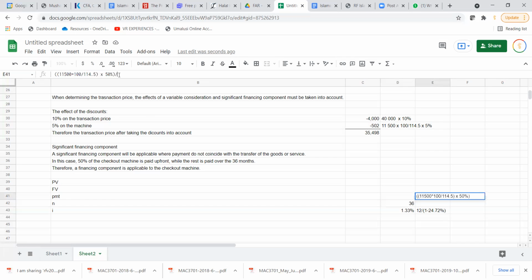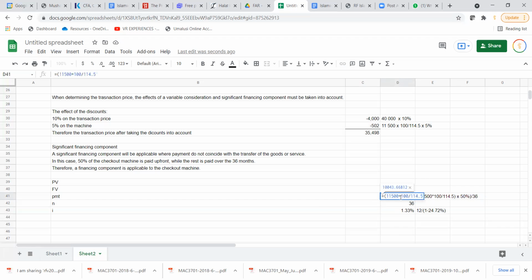So now I need to divide by 36 because we're going to pay it over 36 months. So to get that amount, we're going to say equal 11,500, but 11,500 is inclusive of VAT. So I say multiply by 100 divided by 114.5. So that answer over there is exclusive of VAT, but that is 100%.